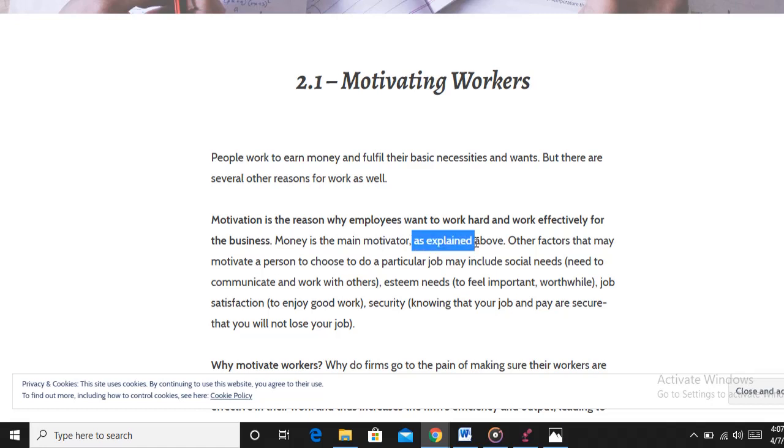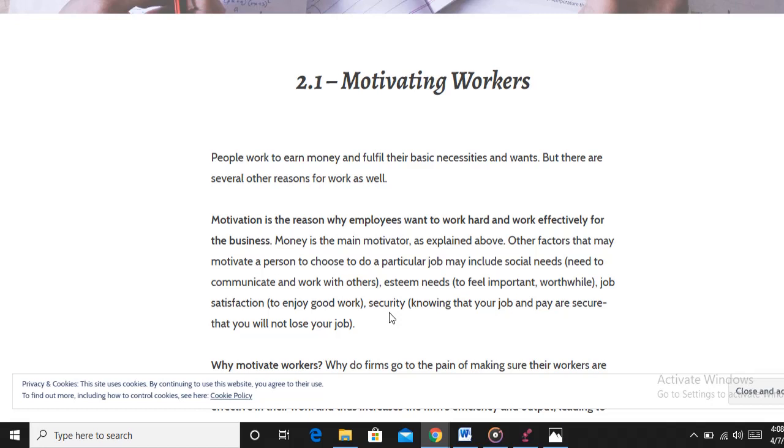As explained above, other factors that may motivate a person to choose a particular job include social needs, which is the need to communicate or interact with others at work. Esteem, which is the respect for yourself: how do you value yourself, to feel important and worthwhile? Another is job satisfaction, to enjoy good work, and last but not least is security.